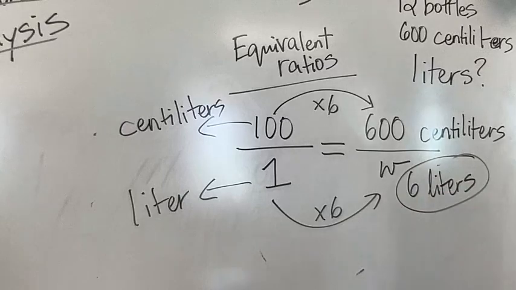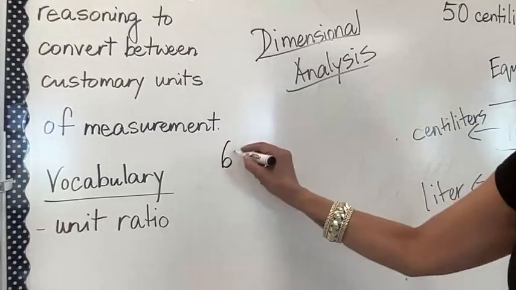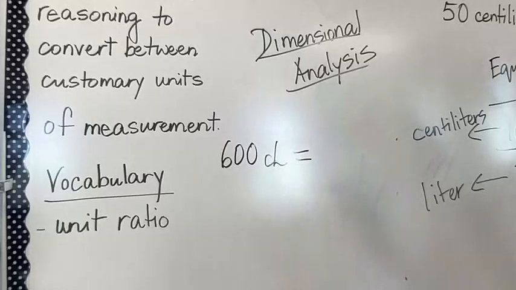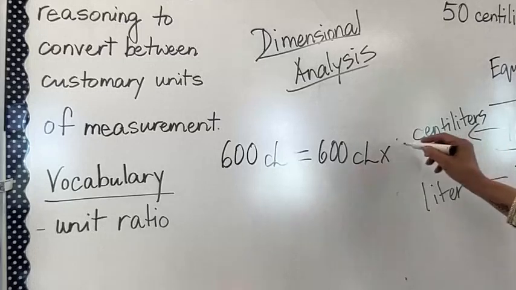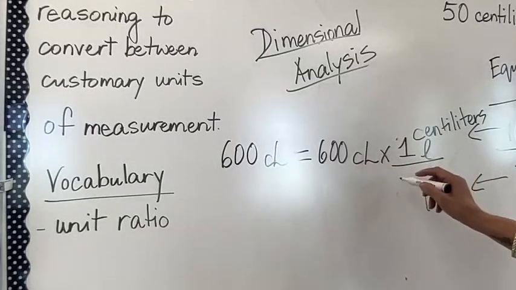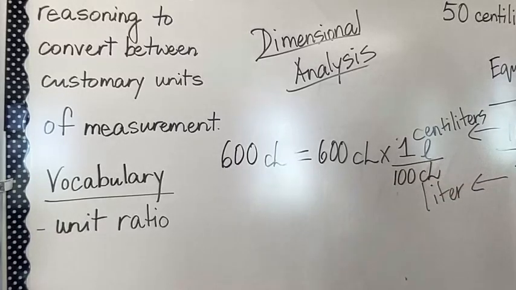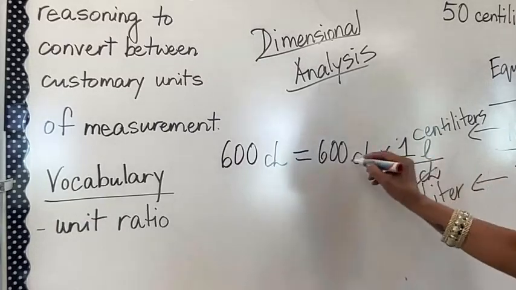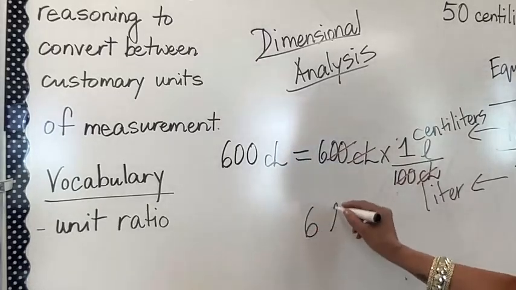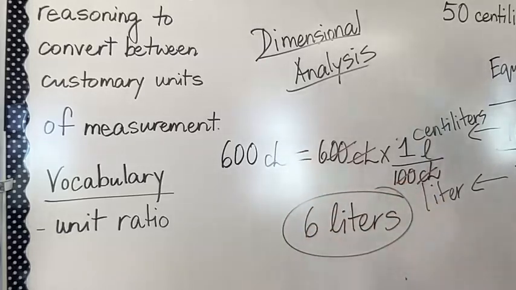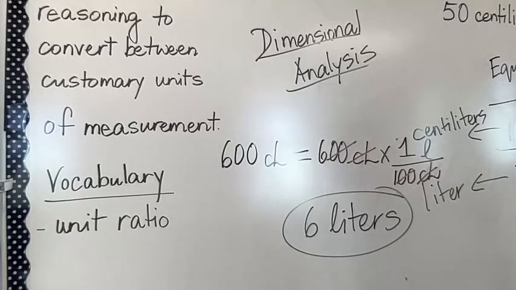Now let's use dimensional analysis. So 600 centiliters is equal to 600 CL times, I know that 1 liter is equal to 100 centiliters. Now when I simplify, the centiliter and centiliter cancel each other out. What is left is 6 times 1, and so I get 6 liters as my answer. So that is my conversion. Whichever method you use, there are 6 liters of water in a case of 12 bottles.